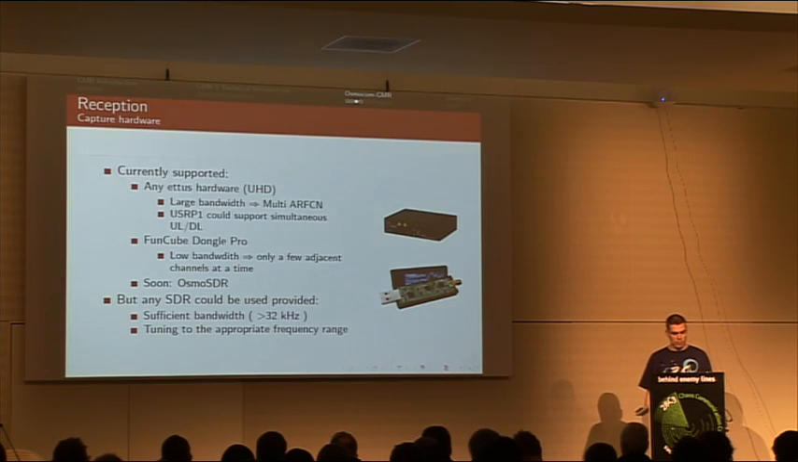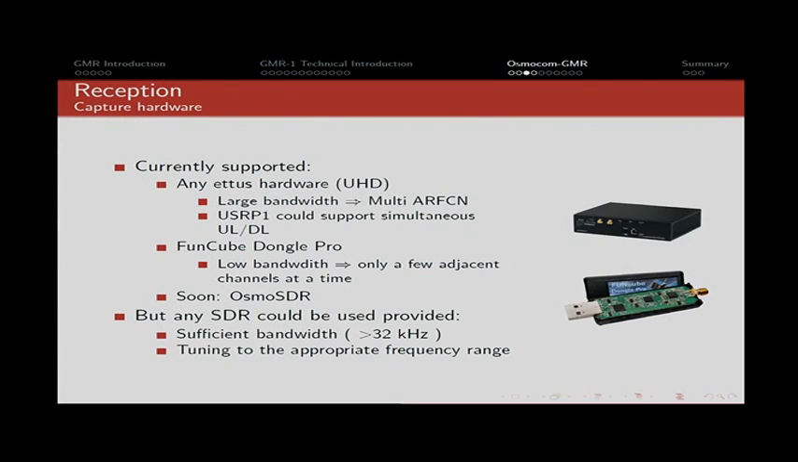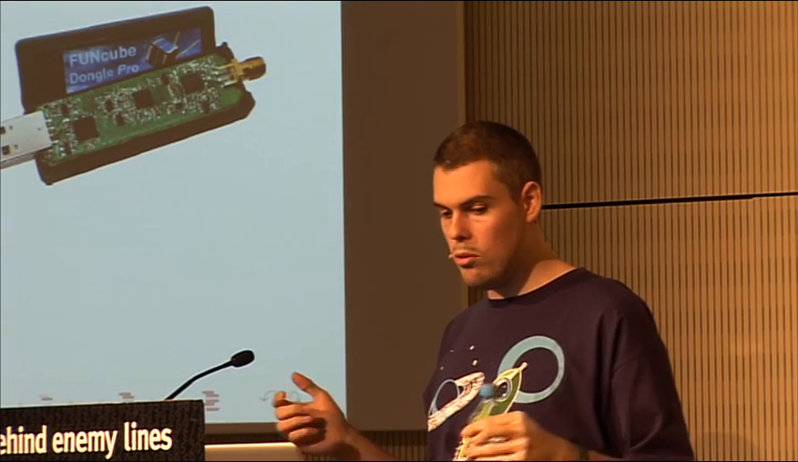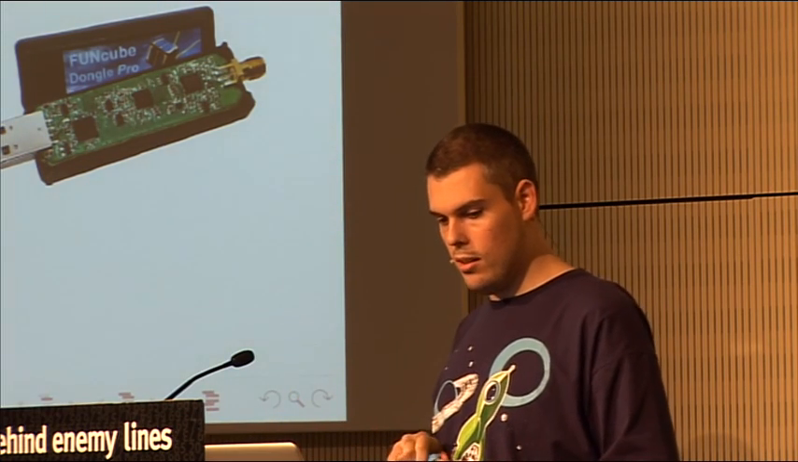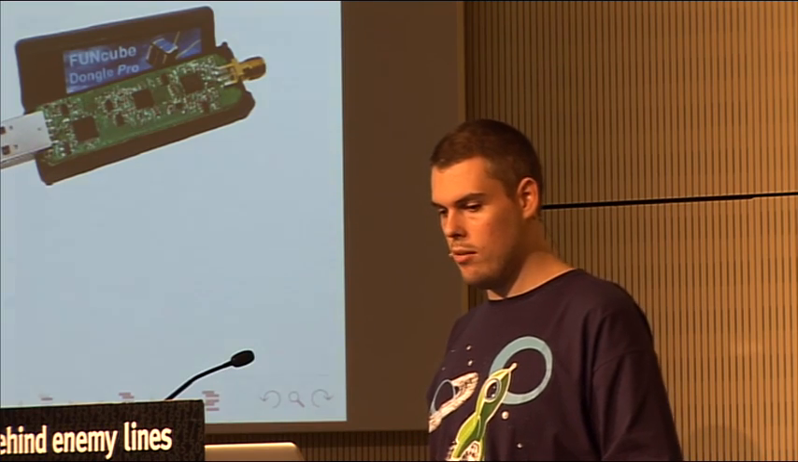The cheapest option you can have is the FunCube Dongle Pro, which is this little USB stick that has been released some time ago, which actually works very well for GMR. It has a small bandwidth, so you can't capture a lot of RF simultaneously, maybe 3 adjacent channels at a time, but it works very well, it has pretty good sensitivity, and it's been used successfully. And soon, obviously, there will be the Osmo-SDR, which is a new project Harald announced not so long ago on his blog.